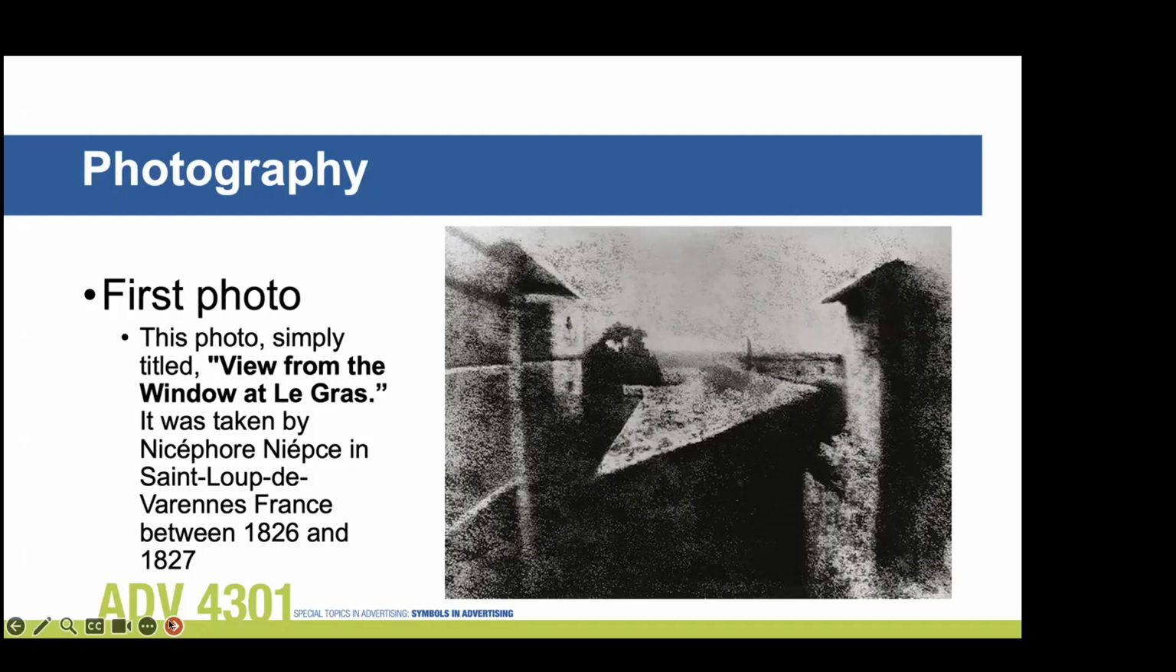What he did was he used a metal plate. It just says metal plate, it didn't say what kind of metal. Anyway, he coated a metal plate with bitumen, which is coal related, diluted with lavender oil. Of course, they're in France, of course they're going to use lavender oil. But for some unknown reason, that was light sensitive. So he used that to make this photograph. The exposure time was probably days, and the camera that he used was probably much like a pinhole camera.